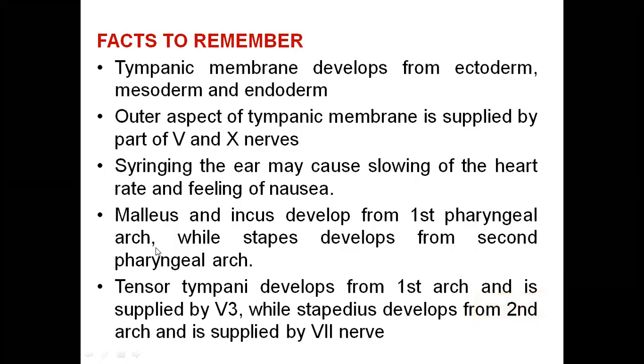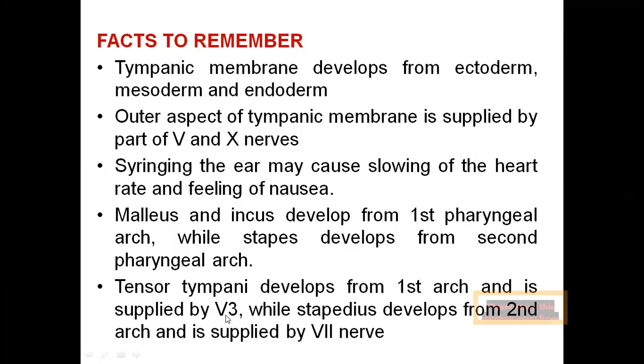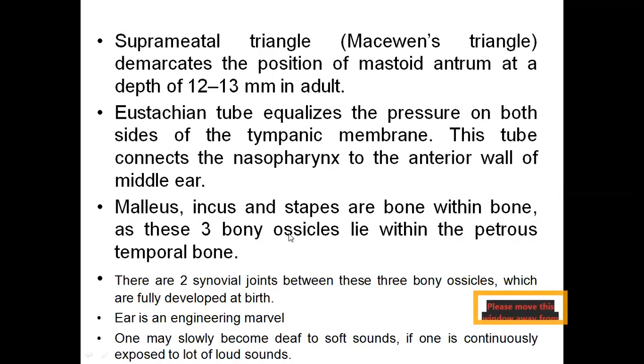There are certain interesting facts to remember if you can. The tympanic membrane develops from ectoderm, mesoderm, and endoderm. The outer aspect of the tympanic membrane is supplied by parts of the trigeminal and vagus nerves. Syringing of the ear may cause slowing of heart rate and a feeling of nausea. Malleus and incus develop from the first pharyngeal arch, while stapes develops from the second pharyngeal arch. Tensor tympani develops from the first arch and is supplied by the trigeminal nerve, mandibular subdivision, while stapedius develops from the second pharyngeal arch and is supplied by the facial nerve.